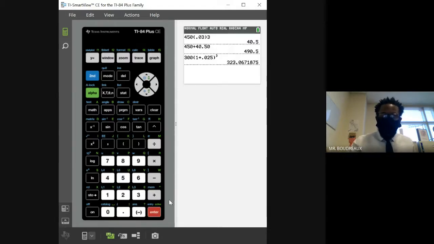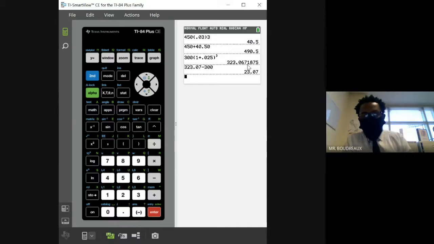Now that number is her total balance. But I want to figure out what's the interest. So 323.067 should be rounded to 7 cents. I hope I didn't confuse anybody with that. It's just rounding, 8th graders, and subtract. Now I know both my interests, I know both my balances, and now I can compare.